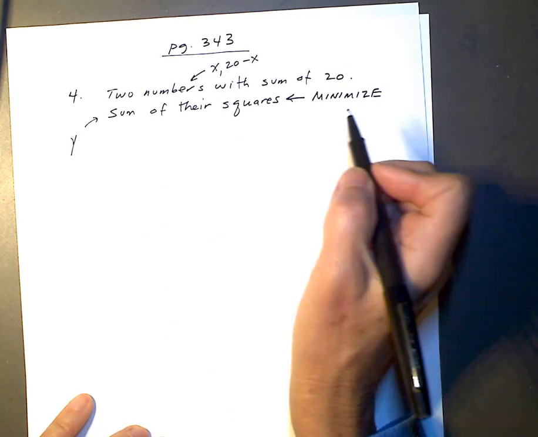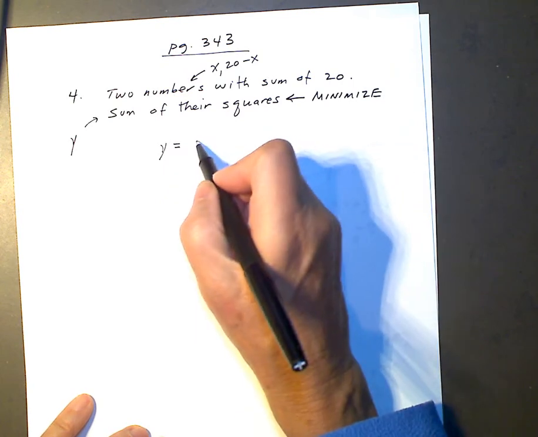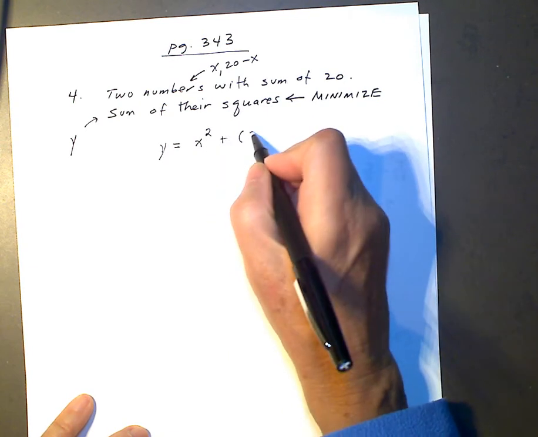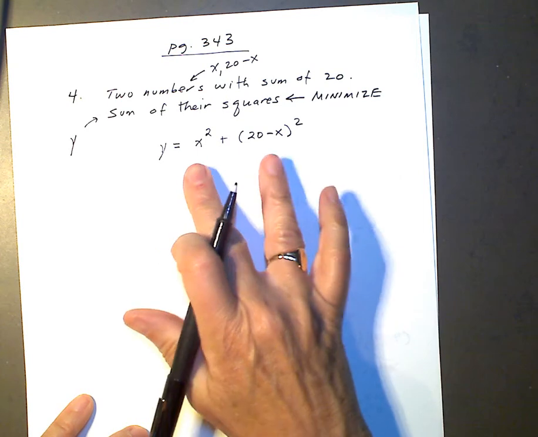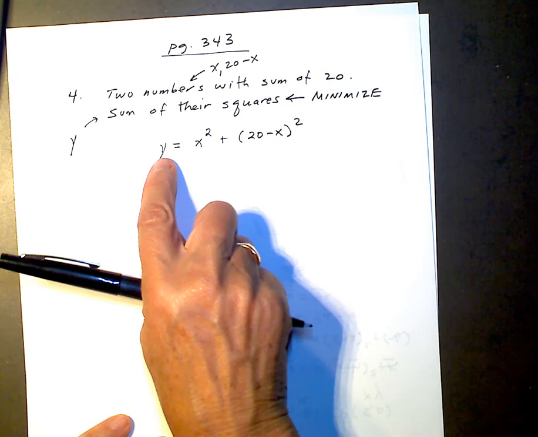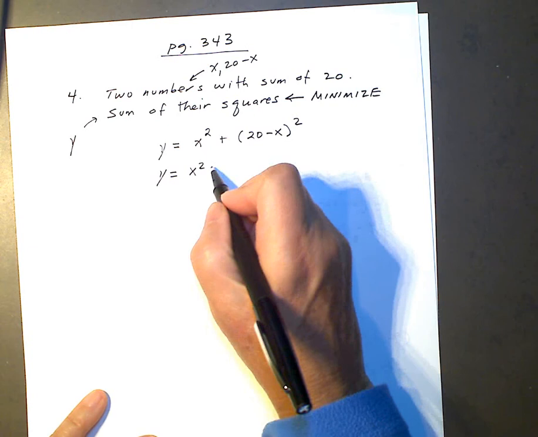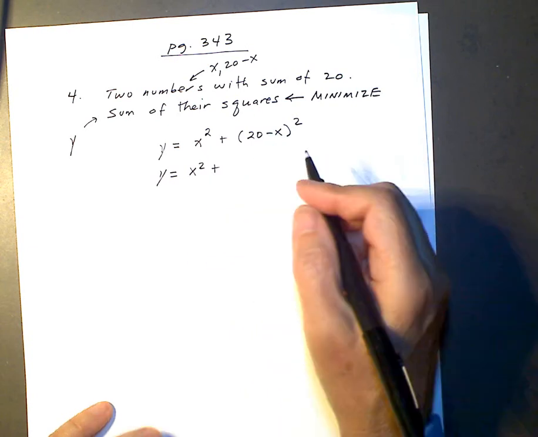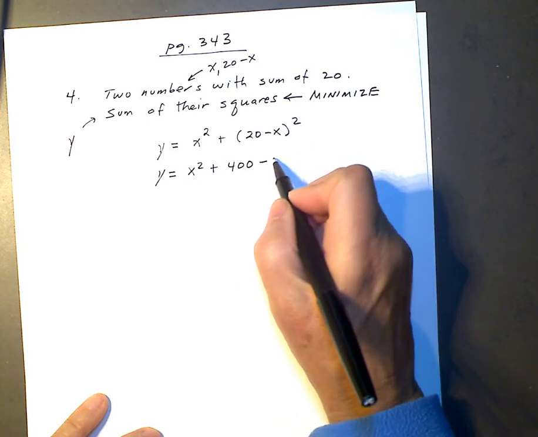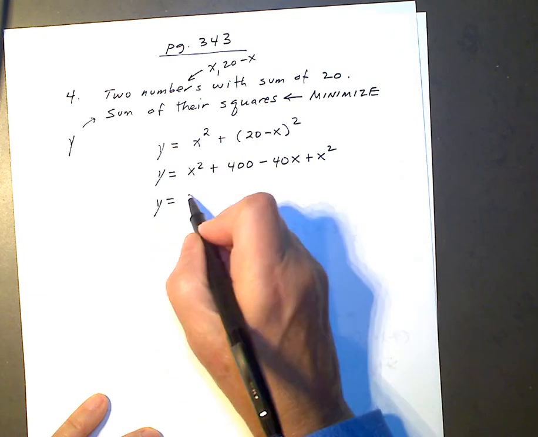So I can say that the sum of their squares that I want to minimize, y, is equal to the sum of their two squares. So x squared plus (20 minus x) squared. So here are the two numbers, x and 20 minus x, and I want to minimize this sum of the two squares. Simplifying this, when I FOIL out 20 minus x times 20 minus x, I get 400 minus 20x minus 20x, which is minus 40x, plus x squared, combining my x squareds.